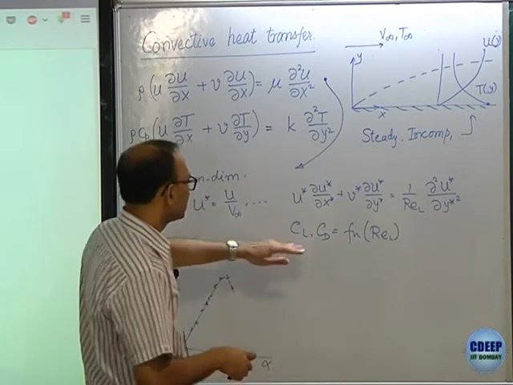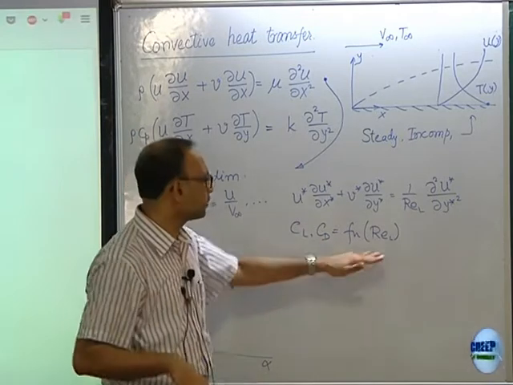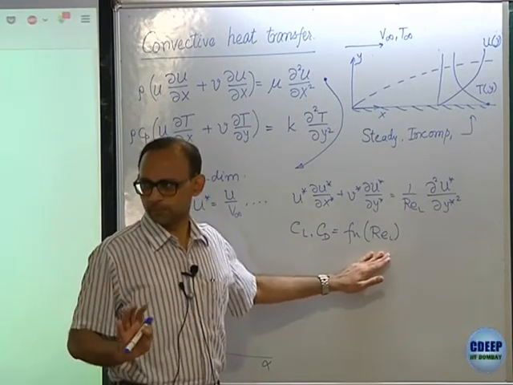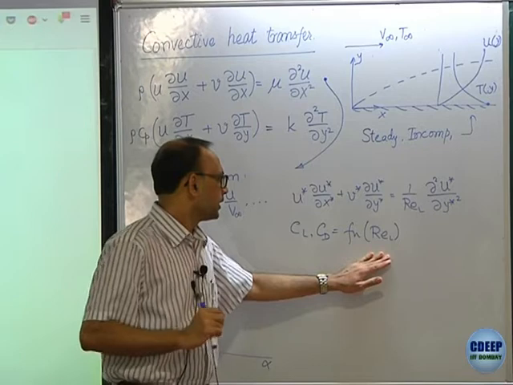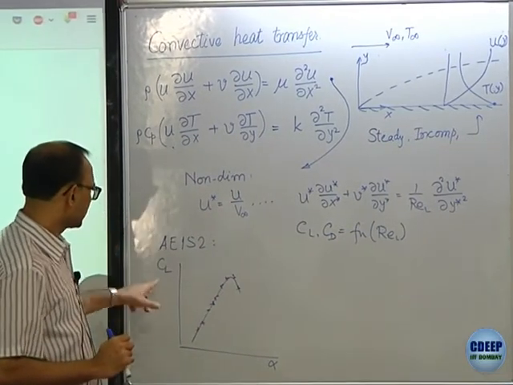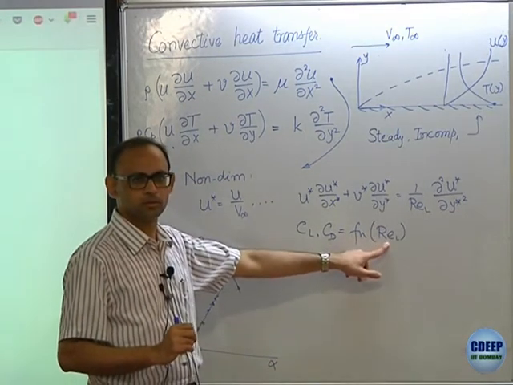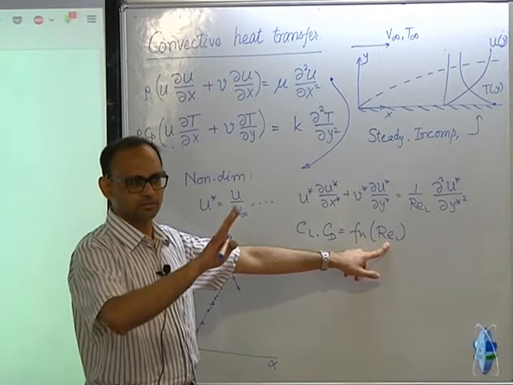And we say once we take the drag, lift or any kind of force, any kind of quantity, non-dimensionalize it, and that will be a function of the non-dimensional quantities only, right. Now, just out of curiosity, this is a CL versus alpha plot, but here we are seeing CL is a function of Reynolds number.